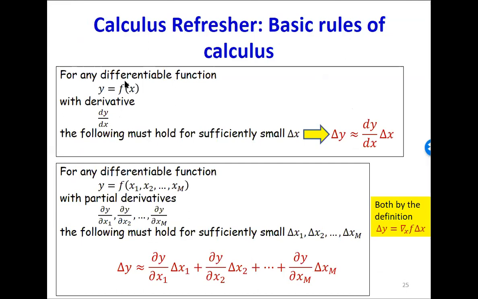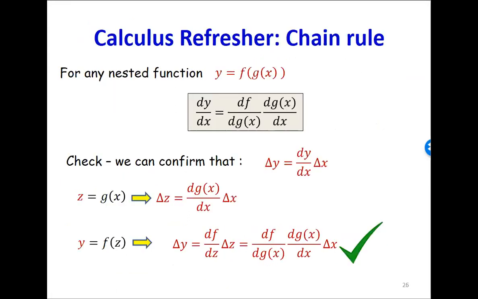Now, for any differentiable function y equals f of x, this is the definition we had. When x was scalar, I can just write the derivative as dy over dx. When x was a vector, the derivative was a row vector of partial derivatives, and this is the relationship that we got. We remember this, right?